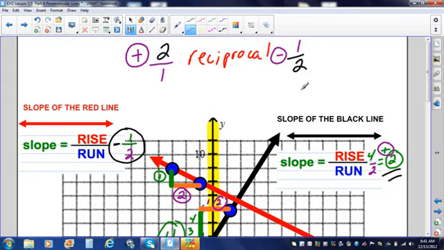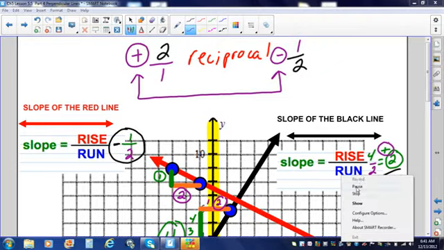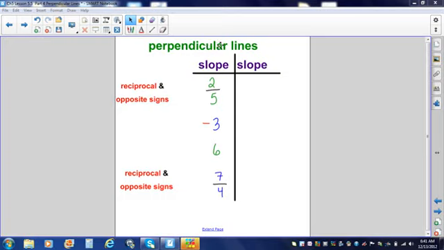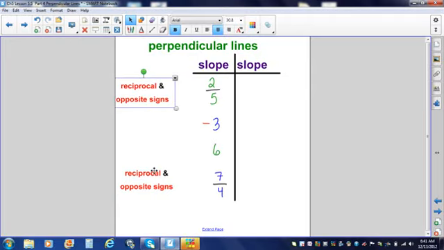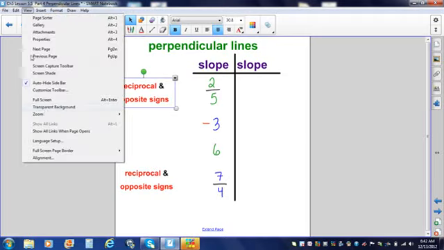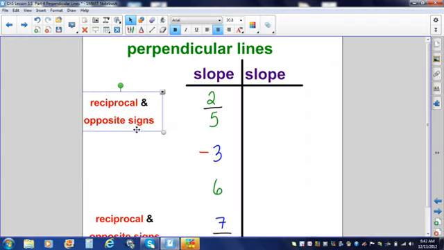So hopefully you can see that the slopes of perpendicular lines are reciprocals of each other and they have opposite signs. So let's practice a couple more. You might want to write on your paper perpendicular lines and draw yourself a little chart and write slope at the top of the chart. And you might want to write yourself a note that perpendicular lines have reciprocal slopes and they are opposite signs. Reciprocal slopes and opposite signs. So let's practice a couple of these so you are masters at slopes.